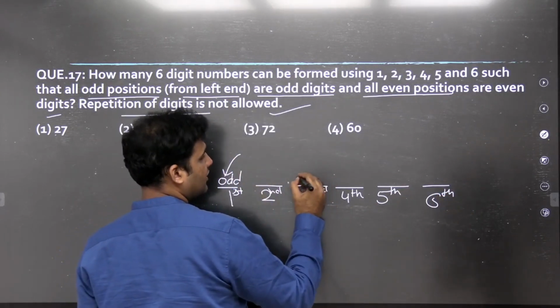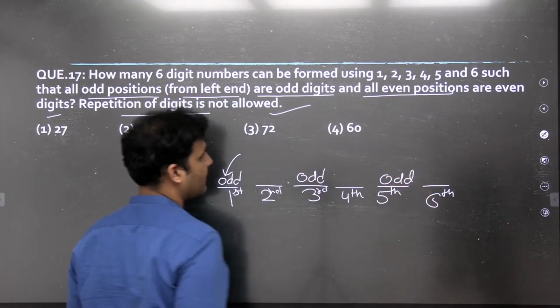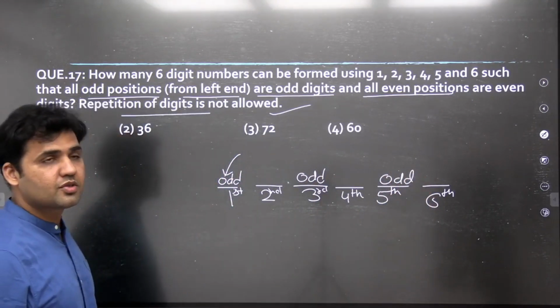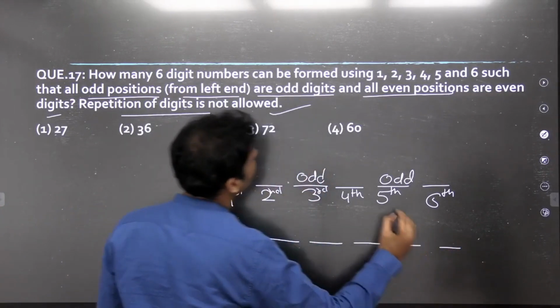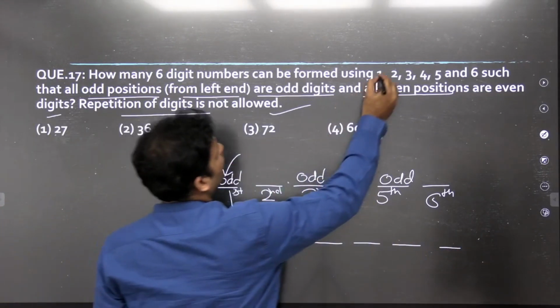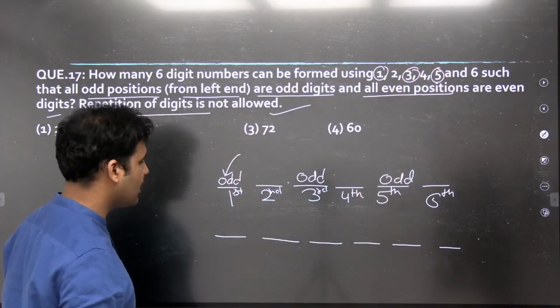So this is odd, guys, this is odd, and this is also an odd position. Now I have to use only odd numbers at odd positions and even numbers at even positions. How many odd numbers do I have, guys? 1, 3 and 5. All these 3 digits are odd numbers.